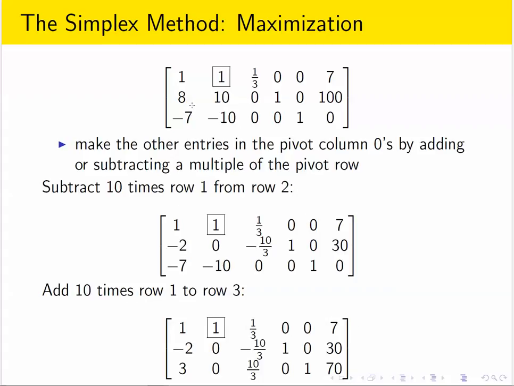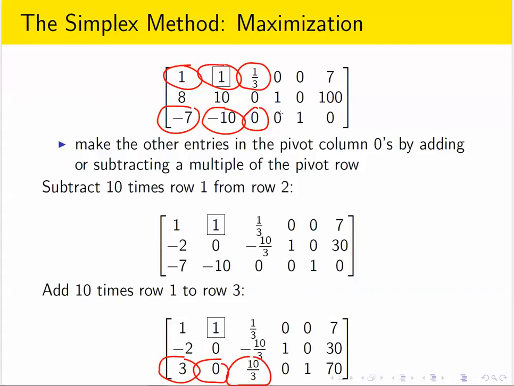And so again, I started with a value in the third row, and I add 10 of these. Negative 7 plus 10 is how I get 3. Negative 10 plus 10 times 1 gives me 0. 0 plus 10 times 1/3 gives me 10/3. 0 plus 10 times 0 gives me 0. 1 plus 10 times 0 gives me 1. 0 plus 10 times 7 gives me 70. And that's where our new third row came from.